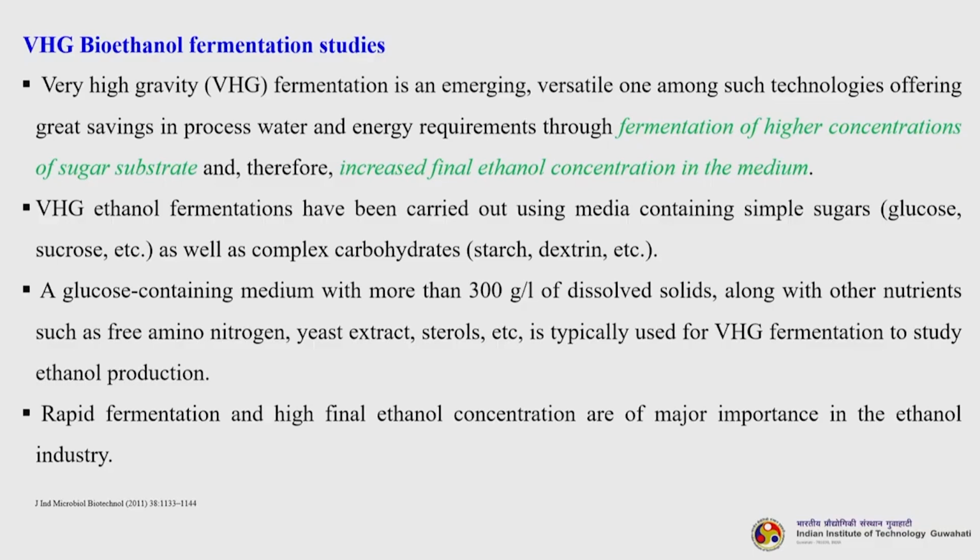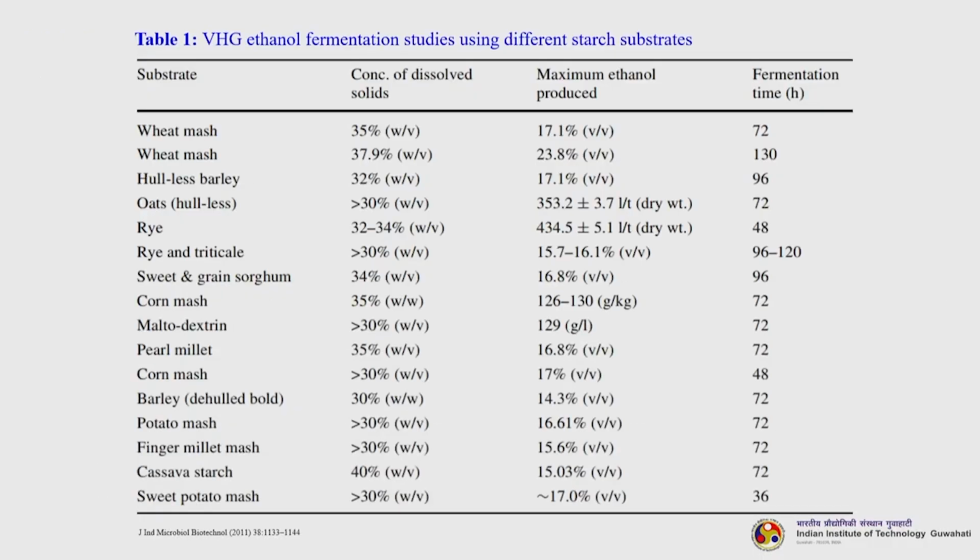Rapid fermentation and high final ethanol concentration are of major importance in the ethanol industry. So, this table will help you understand ethanol production via VHG fermentation using different starch substrates. If you look closely at the different substrates such as wheat, maize, hull-less barley, oats, rye, sweet and grain sorghum, corn, potato, sweet potato, then in the third column you can see the maximum ethanol produced.